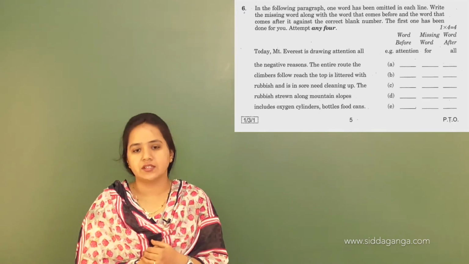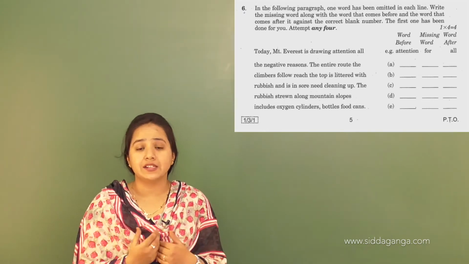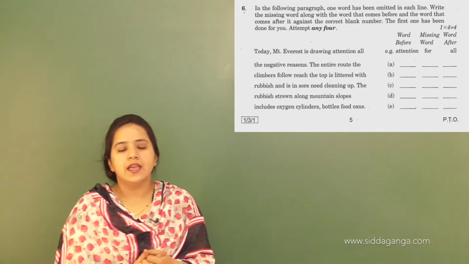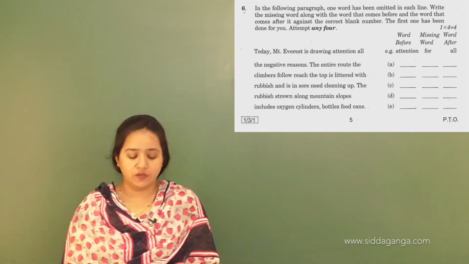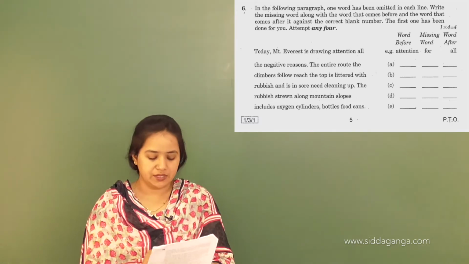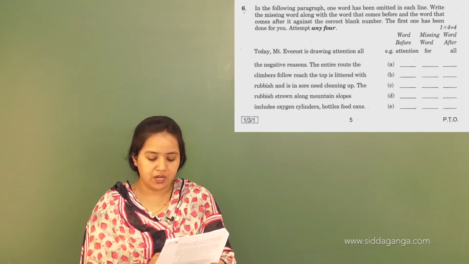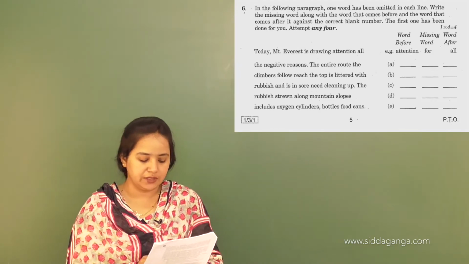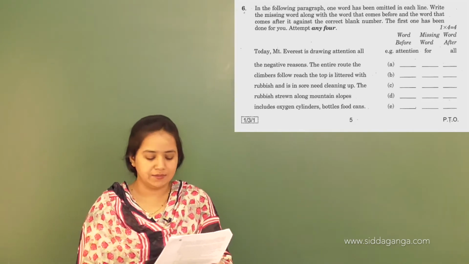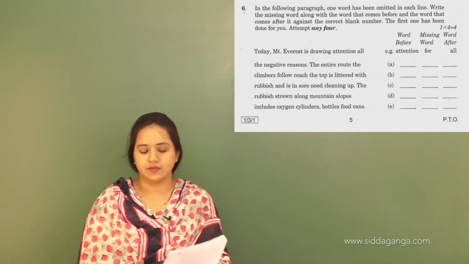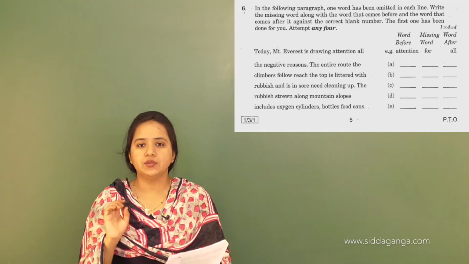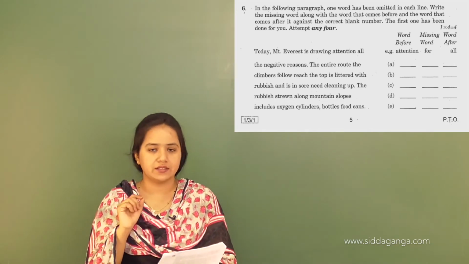The question displayed here is about error detecting, and this is also called omission. In the following paragraph, one word has been omitted in each line. Write the missing word along with the word that comes before and the word that comes after it against the correct blank number. The first one has been done for you. Attempt any four. There are some choices given, so whichever you want to attempt, you can. But you need to find out the correct problem where it is.